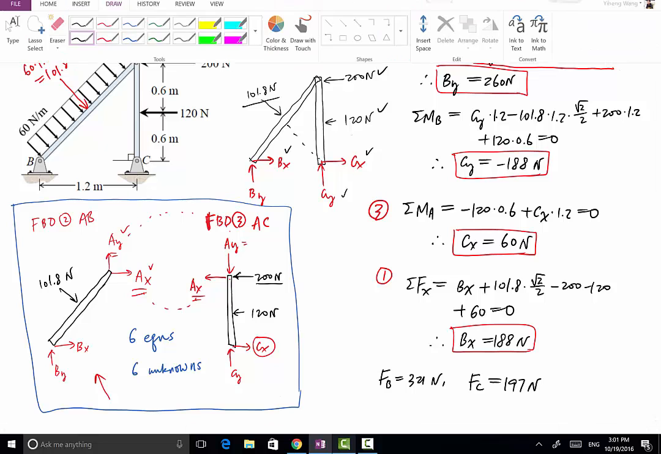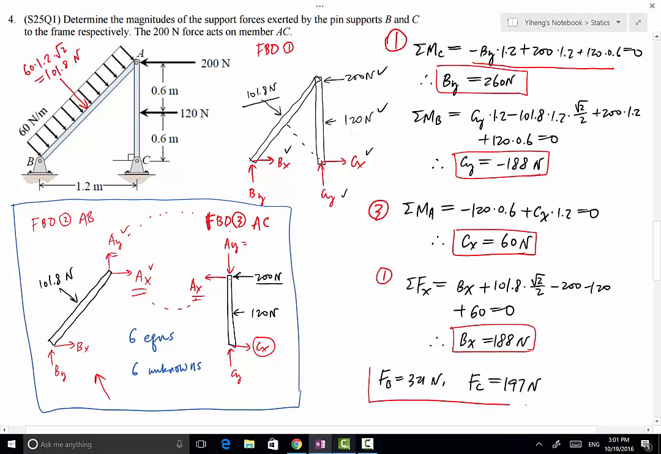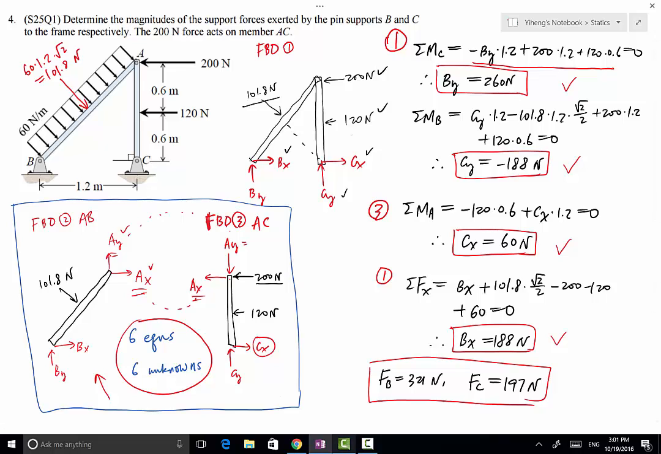So as you can see, using this method, we only need to write 4 equations instead of 6 equations. And we didn't have to solve for the intermediate Ax and Ay reactions. And also, the best thing about this method is that, as you can see, in each of the 4 equations, there's only one unknown, so it is relatively easier to solve.